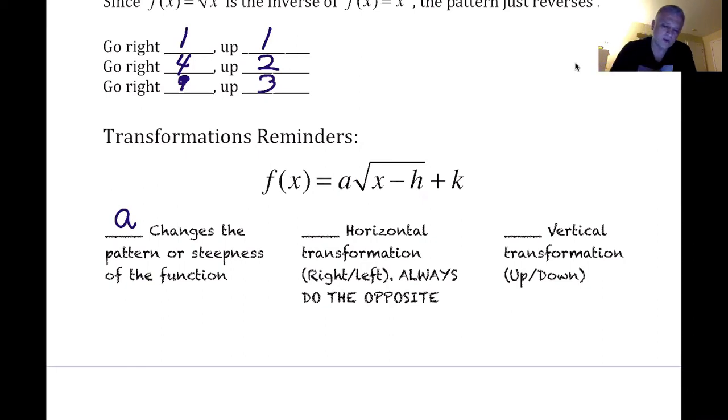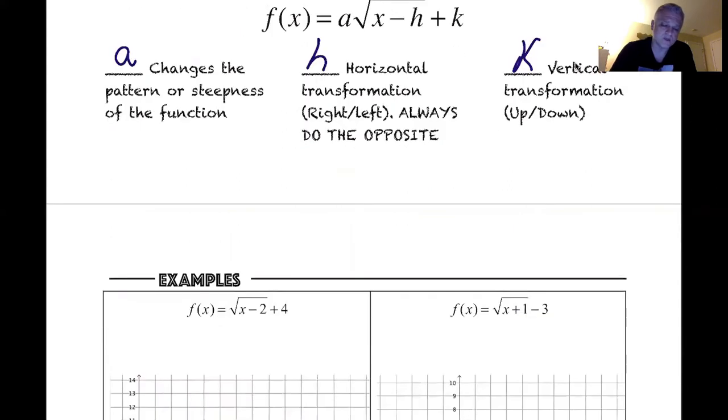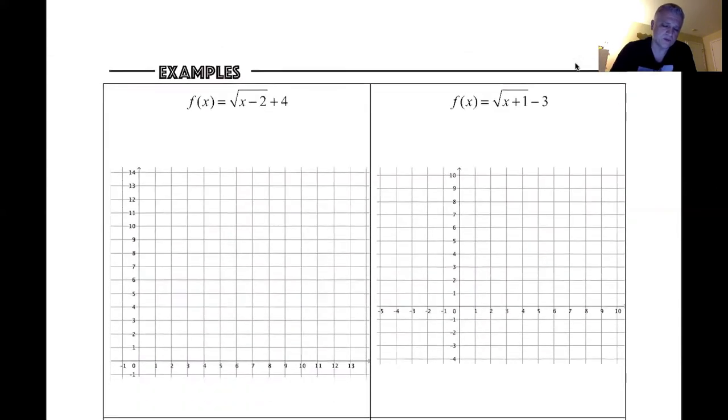Now the h, because it's in the grouping symbol with the x, will take your starting point and move it left or right. And then the k, which is outside of the grouping symbol, because it's a plus or minus, is either going to move up or down. Okay, it's going to move our starting point up or down. So let's see that as we do some examples here.